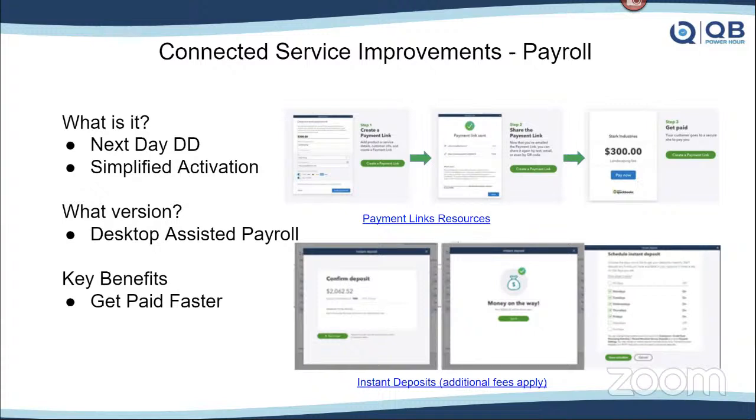And also the activation process got some simplification, which, if you've ever onboarded anybody for payroll, especially the assisted payroll service, both of these functions are just for the assisted payroll service. If you've ever onboarded somebody, a lot of times there's a lot of back and forth. So the client can actually do some of these things to get onboarded much faster. There's some tasks that they'll be able to do on their end and just check off as they do that.